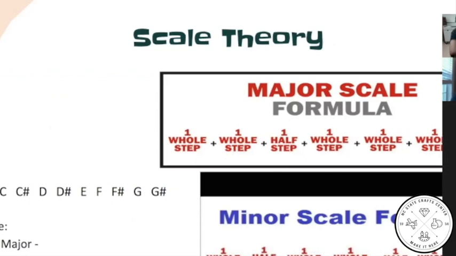Now, scale theory is probably the most important thing that we will learn from this workshop. It is really, quite honestly, the basis of everything melodic related. Aside from rhythm, it's the most important thing. Now, how do we do this? This is where I want you guys, with your pencil, paper, pen, whatever you have on you, to get ready. We'll do some exercises in a little bit.